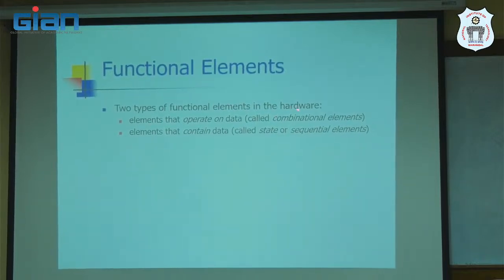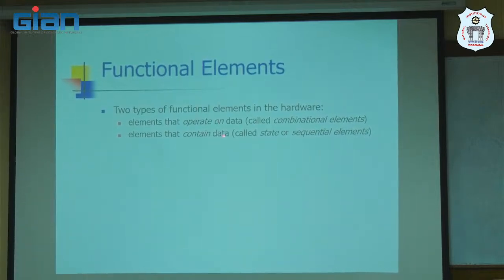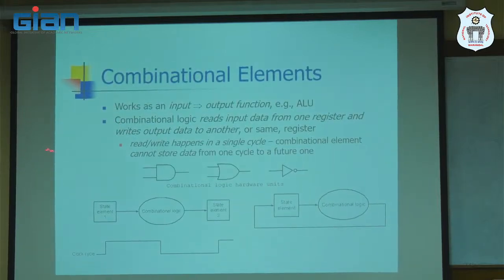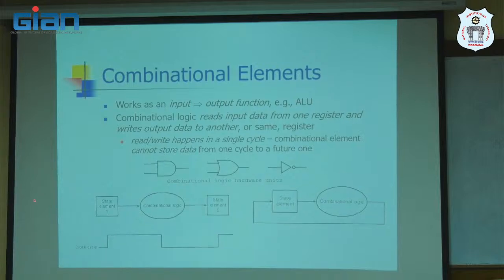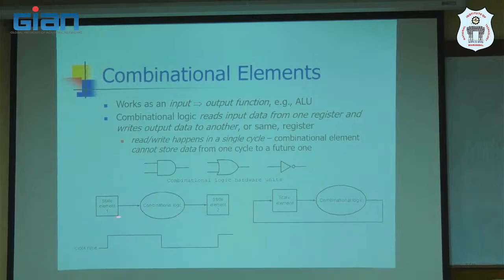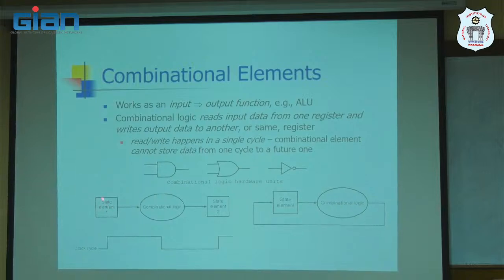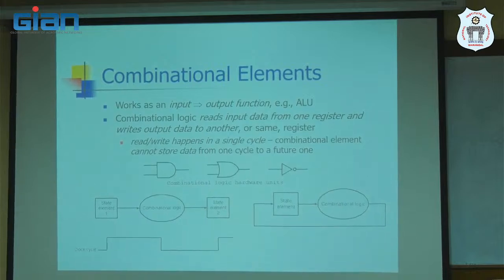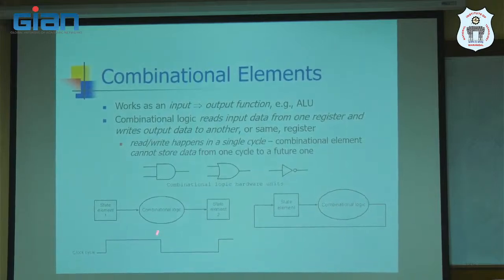There are two types of functional elements in the hardware: elements that operate on data, called combinational elements, and elements that contain data, called state or sequential elements. The clock period will be decided by the longest path, the critical path. This is the propagation delay in the combinational logic from the output of one flip-flop, the sequential element, to the input of the next flip-flop. That is the critical path delay, the longest path delay, and it decides the clock period of the circuit.